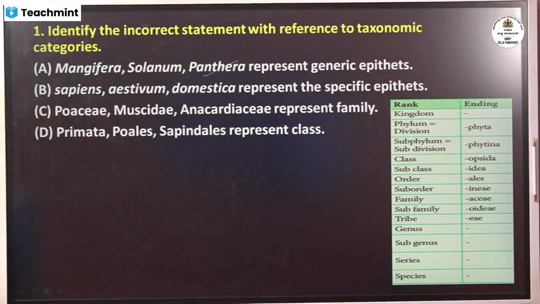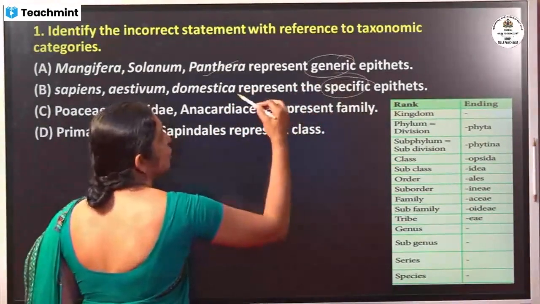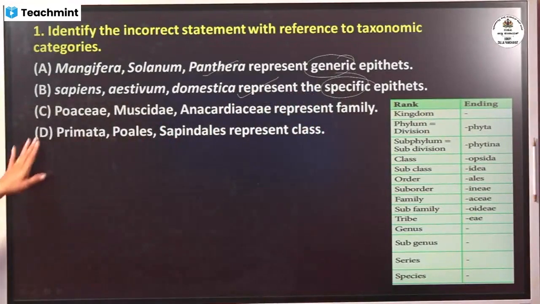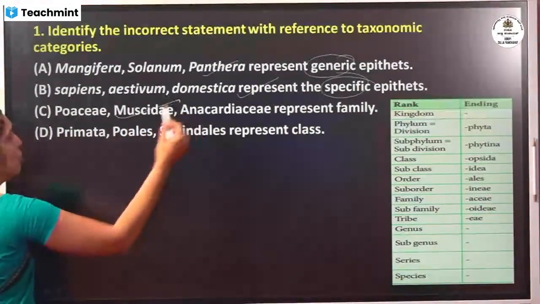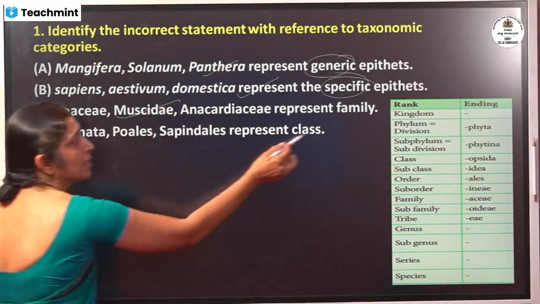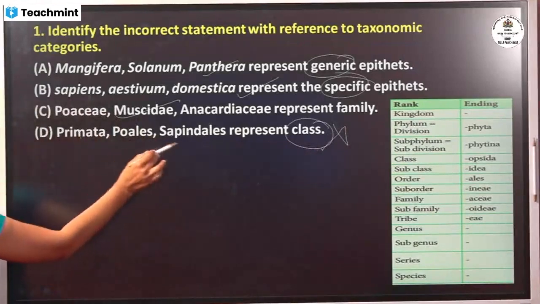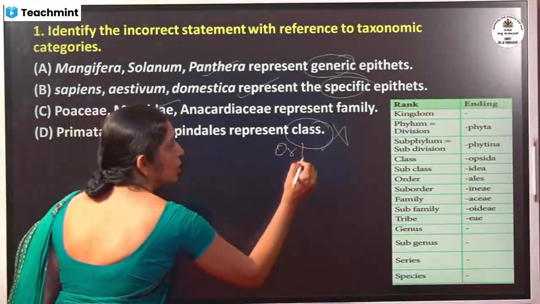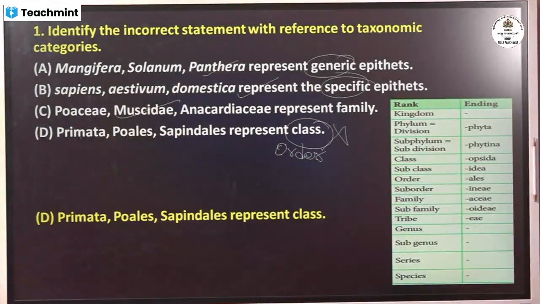We have sapiens, Aestivum, Domestica represent the specific. This is generic. This is specific. So this is also the right one. Whereas when you come to Poaceae, Anacardiaceae, this represents your family. This is also true. Primata, Poales, Sapindales represent class. So this is wrong because Primata, Poales, Sapindales are representing your order. So the incorrect one over here is Primata, Poales, Sapindales represent a class. The D option is the right one.